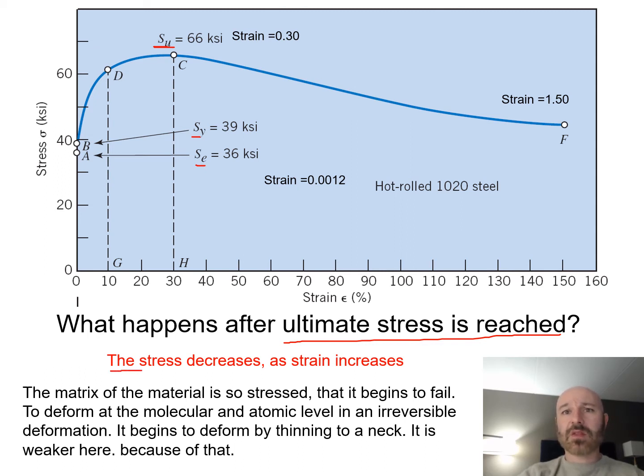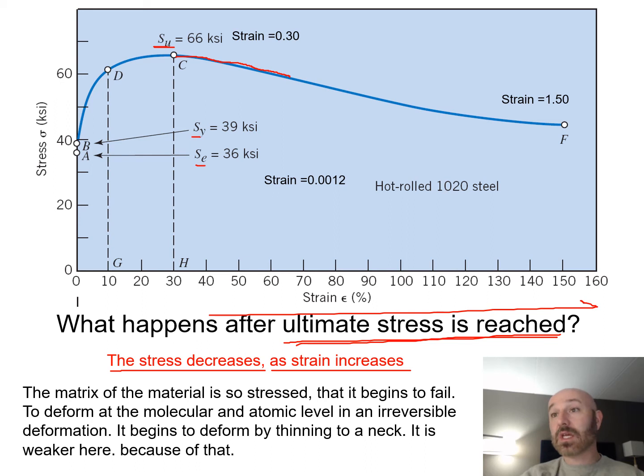If we take a look here, we hit our ultimate stress, and we can see the stress decreases as the strain increases. Our stress continues to go down from that point after the ultimate stress is reached, but our strain, down here on our x-axis, still continues to increase until we get out to our fracture point, where we can see our strain is 1.5. From SU, at 66 KSI for our stress and a 30 for our strain, we go all the way up to 150 for our strain before we see failure. This whole time, the stress is dropping back down.